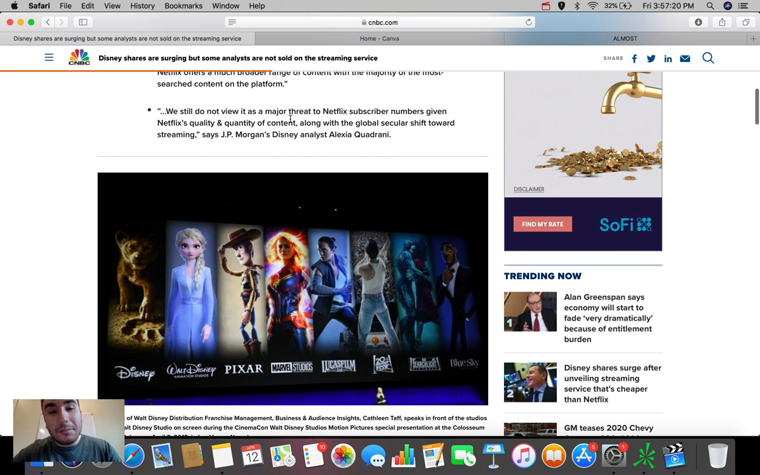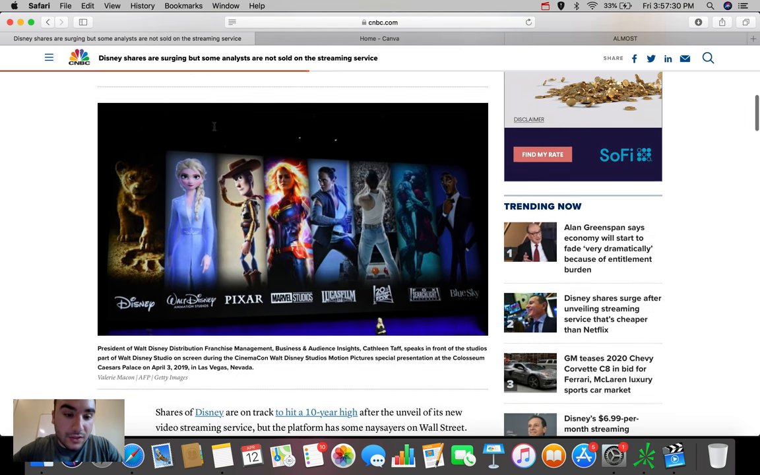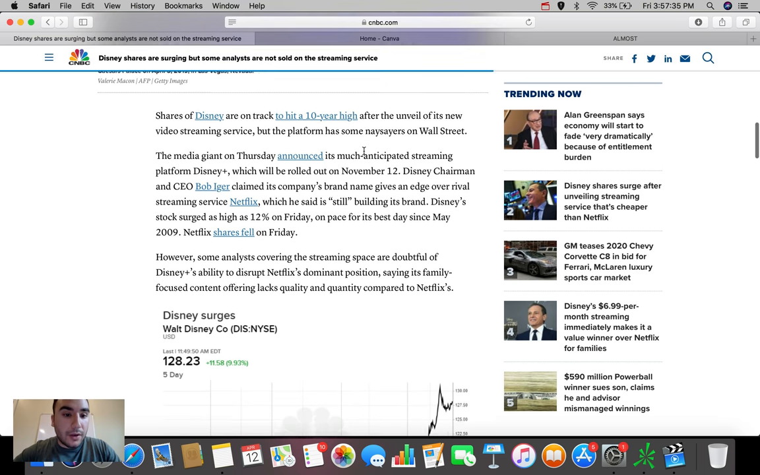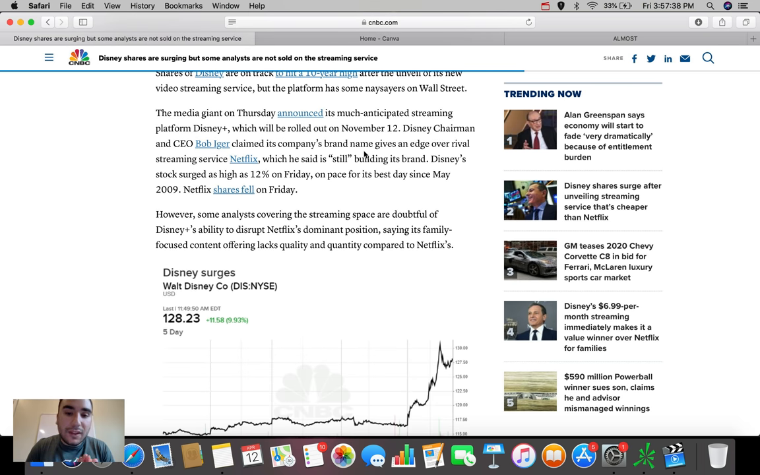We still do not view it as a major threat to Netflix subscriber numbers, given Netflix's quality and quantity of content, along with the global secular shift towards streaming, says a JP Morgan analyst. So really, we see here shares of Disney are on track to hit a 10-year high. Okay, okay. But the main thing is that Netflix already has a solid brand name. They have a crap ton of content. So for Disney to really make a dent into this market, they really have to start funneling a lot of content, original content, and really just build the brand name for themselves, right?